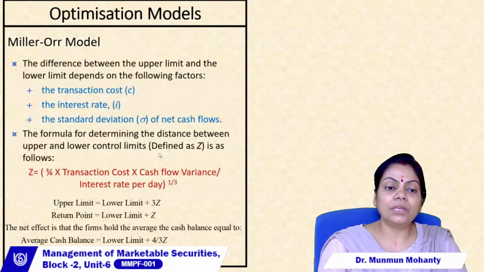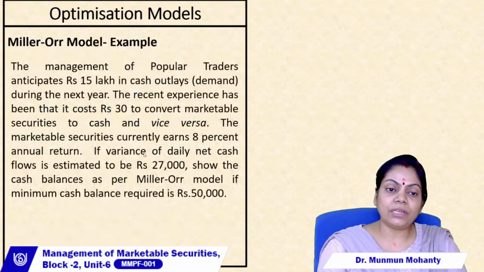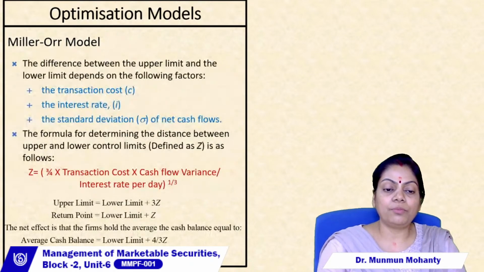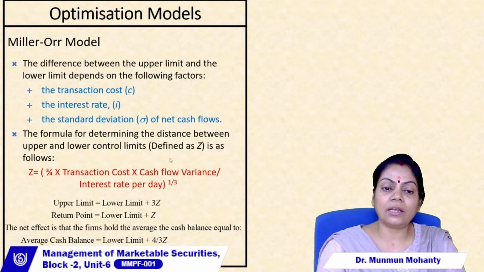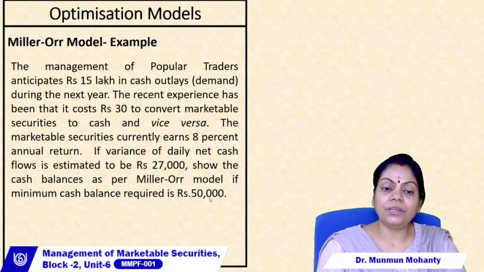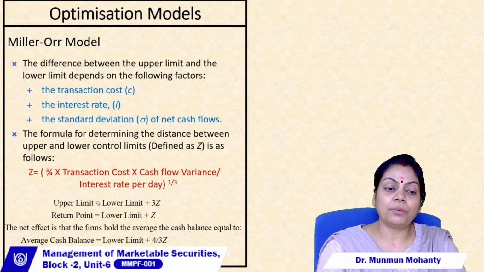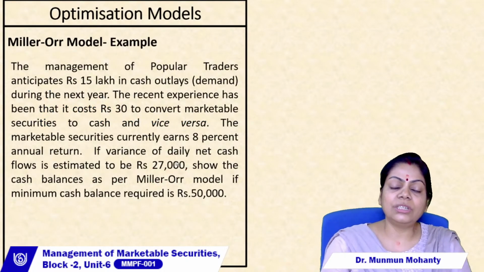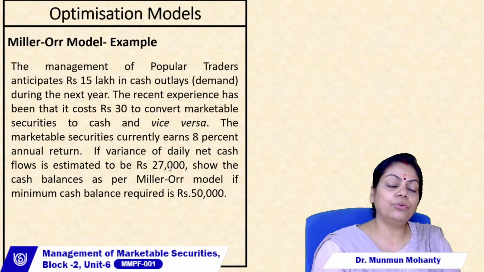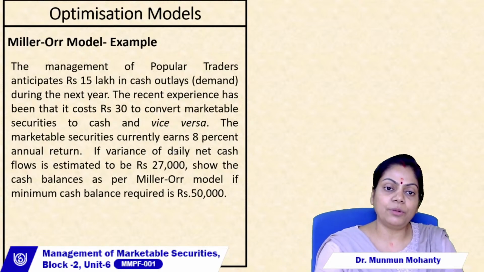Now you have the transaction cost given to you, that is 30 rupees. Then you have the cash flow variance, that is 27,000 rupees, and the interest rate given here, that is 8%. You plug these values into this equation and solve it. Then you compute the upper limit. The lower limit is given here, 50,000. Then you calculate the upper limit and the return point from that. So these are the kinds of models in vogue to manage marketable securities.